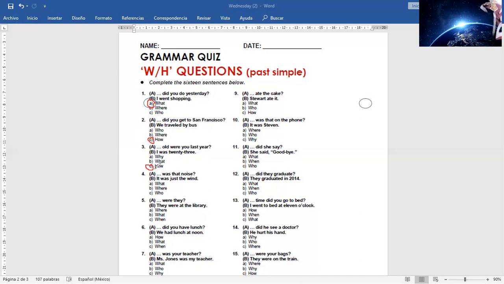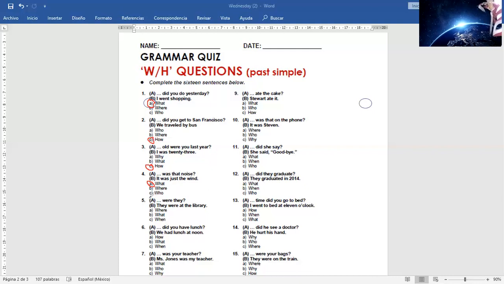Number four: what, where, or who was that noise? Okay, what? Number four is what. What was that noise? ¿Qué fue ese ruido? It was just the wind. Okay, solo fue el viento.